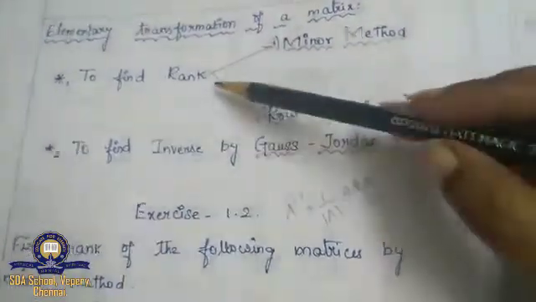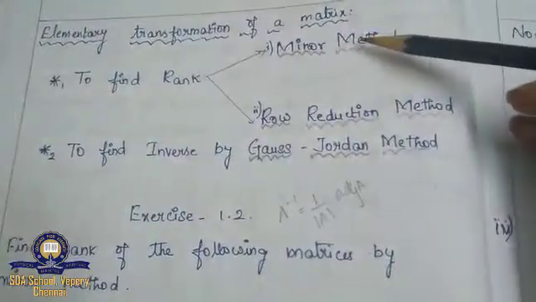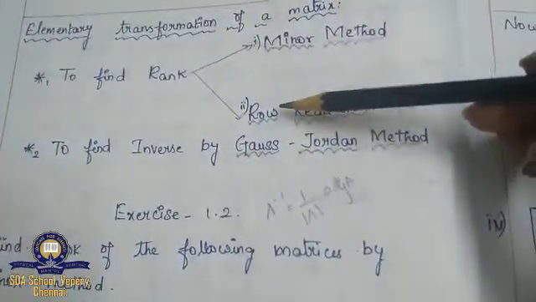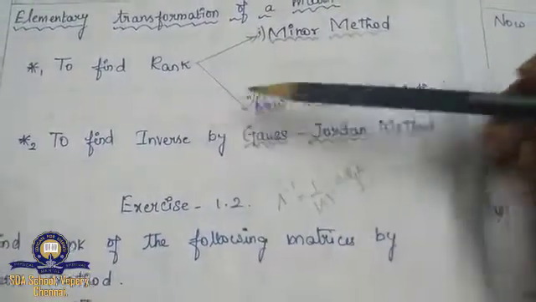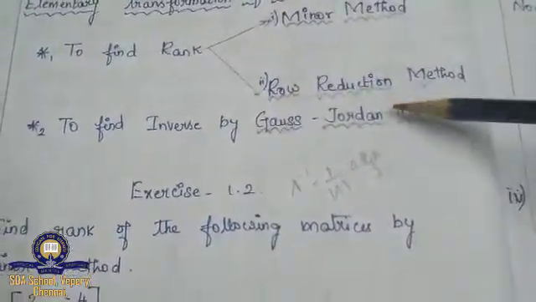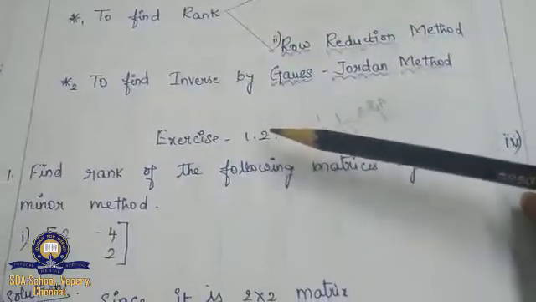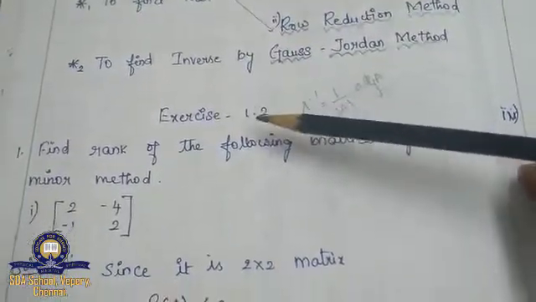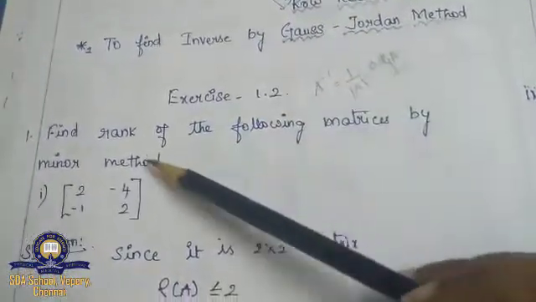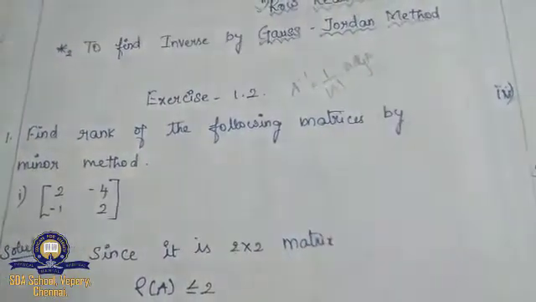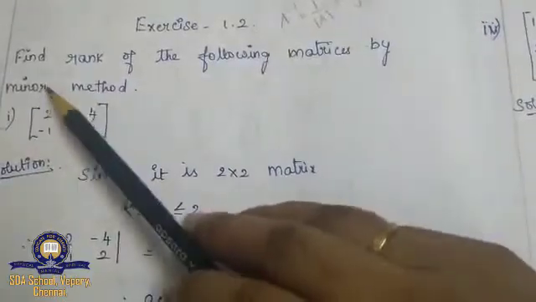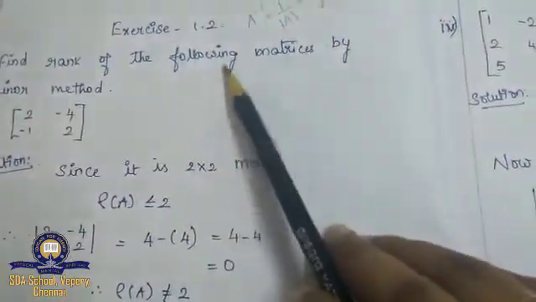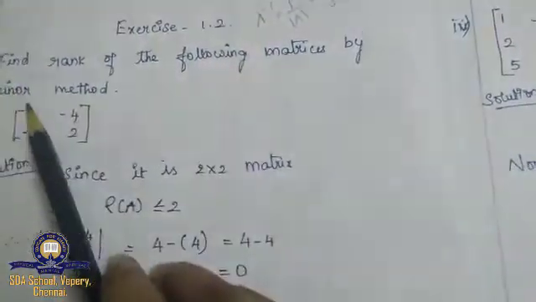First one is rank of a matrix by using minor method, second one is rank by using row reduction method, and third one is inverse by using Gauss-Jordan method. So we'll move to exercise 1.2. See the first question: find the rank of the following matrices by minor method.